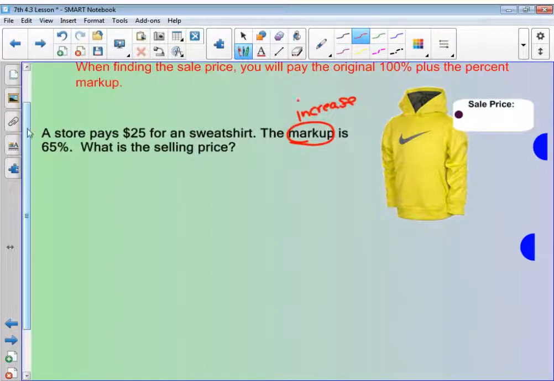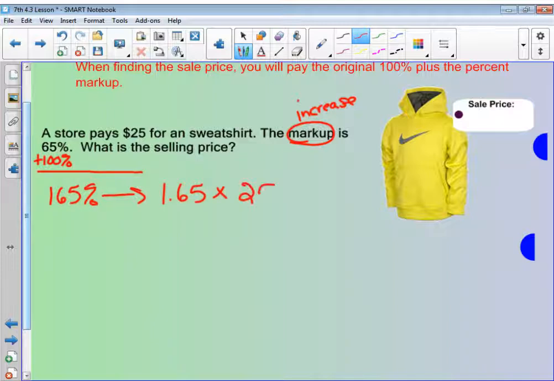Okay, I like to work the percentage. You can find the 65% of 25 and then add that answer back into 25. I like to work off of the percentage. So if I increase, I'm going to add 100% to this. To me, it's just easier calculating. So I want to figure out 165%, which is the same as 1.65 times $25.